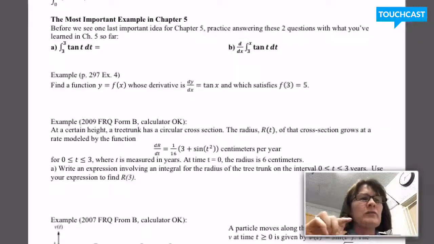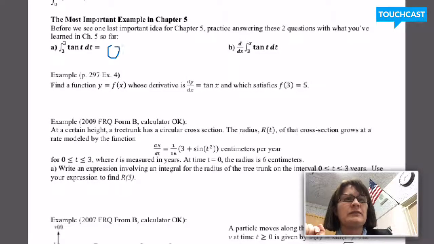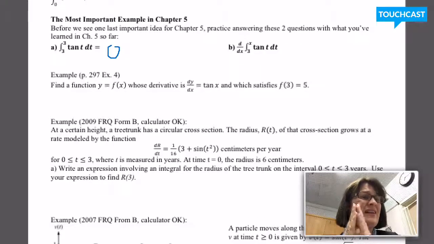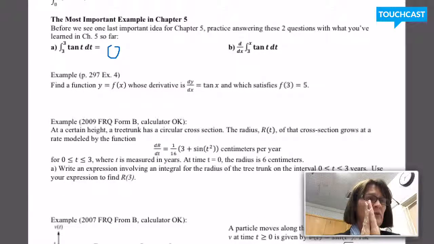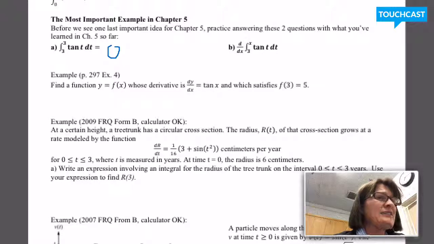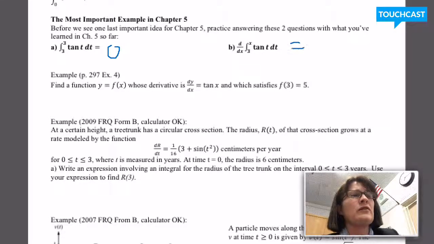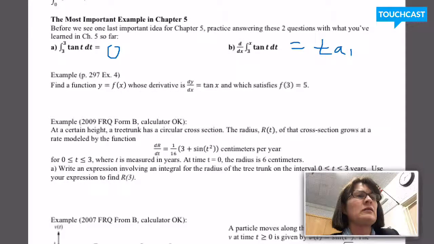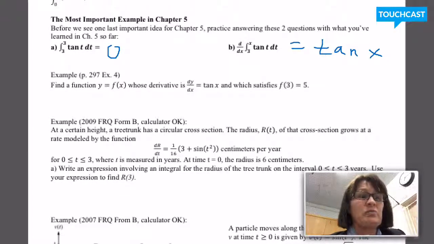What is the integral from 3 to 3 of tangent t dt? Well, I hope you know the answer is 0 because the upper and lower limit match. So we're describing an area under a curve that has 0 width, so it must have 0 area. And then here, the derivative with respect to x of the integral from 3 to x of tangent t dt. Well, we learned the fundamental theorem of calculus tells us that derivatives undo integrals, and we're just left with a variable change that's going to be the tangent of x. So next video, we're going to do this most important example.